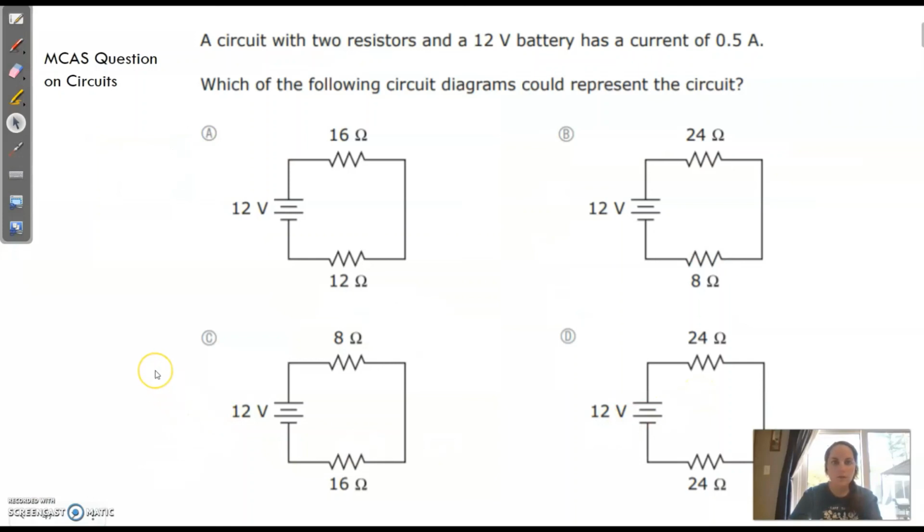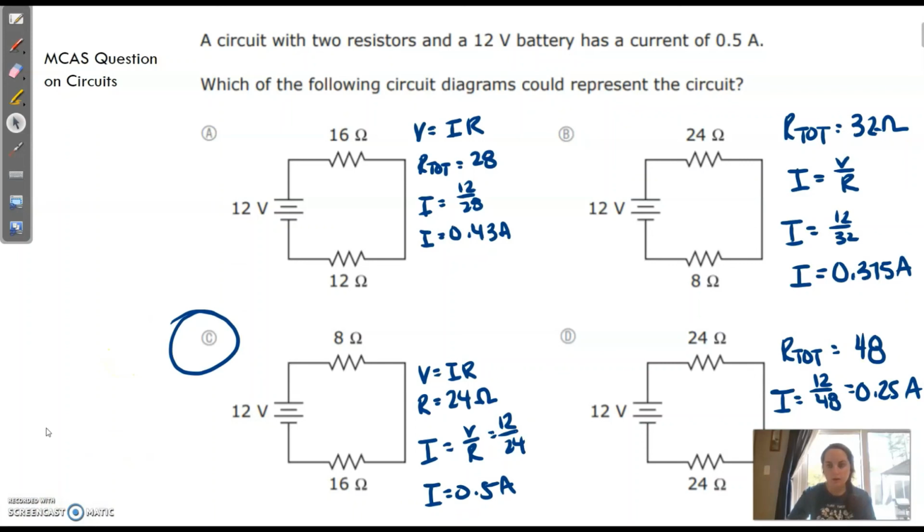So a circuit with 2 resistors and a 12-volt battery has a current of 0.5 amps. Which of the following circuit diagrams could represent this circuit? What you need to do is use Ohm's law, V = IR, but rearrange it so that you can solve for the current, because that is the only thing we need to match. So we have a 12-volt battery, and then we have these resistances, and we just have to add them together because it's a series circuit, and use Ohm's law to solve for the current.